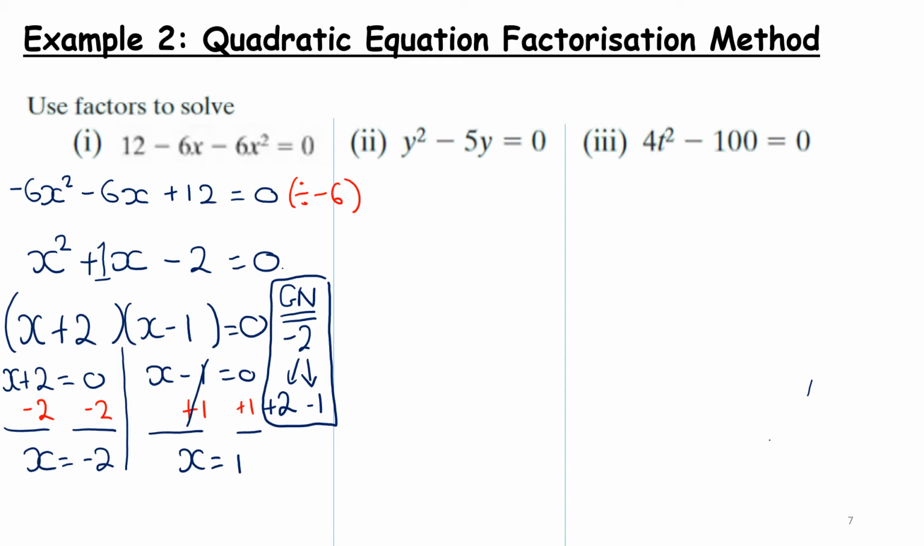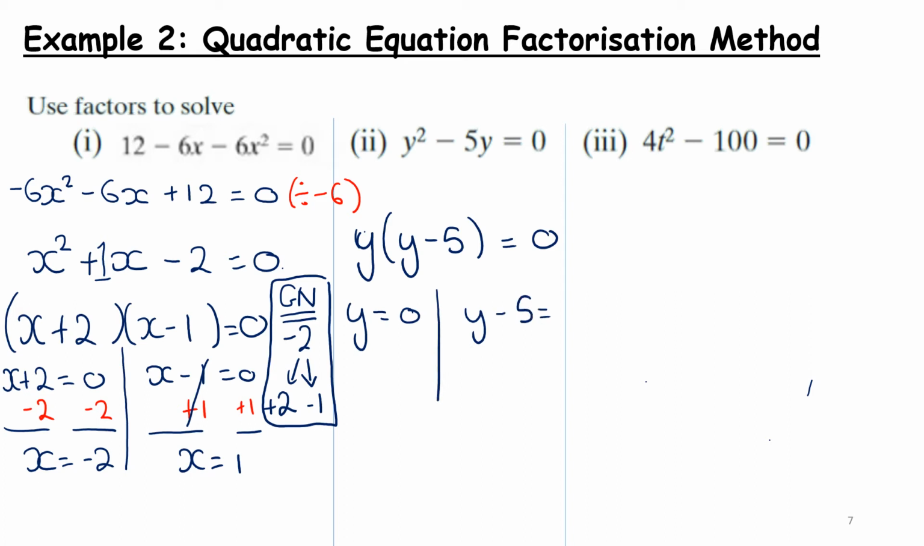Instead, we're going to use a different type of factorization. We're going to use highest common factor. So y is common, leaving us with y minus 5, and that all equals 0. How easy was that? Now, using our zero product property, either y is 0 or y minus 5 is 0. y equals 0 is my answer. For the second one, vertical balancing, I'm going to add a 5 to both sides and we get y equals 5. So my two answers are y equals 0 and y equals 5.